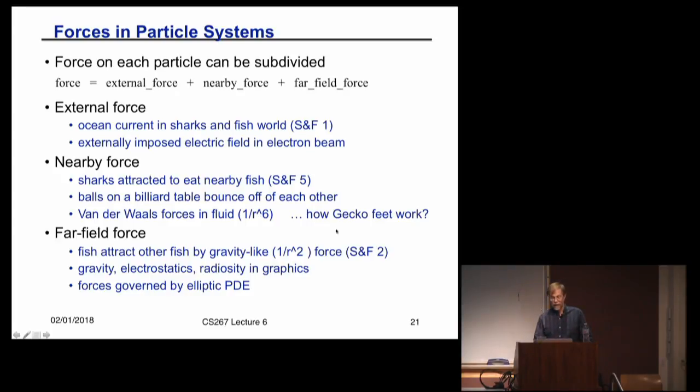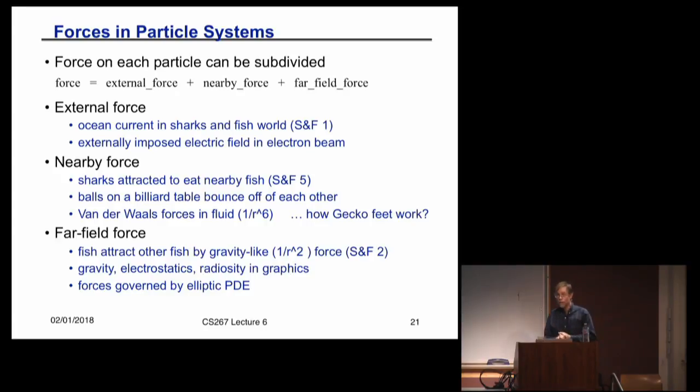And one of the interesting things, I think our colleague Bob Full did work on a few years ago, is he thinks this is how gecko feet work. When the gecko is walking on the ceiling without falling down, and can just stick and unstick its foot, it's about controlling the van der Waals forces. And so we will use some domain decomposition to make that all run fast.